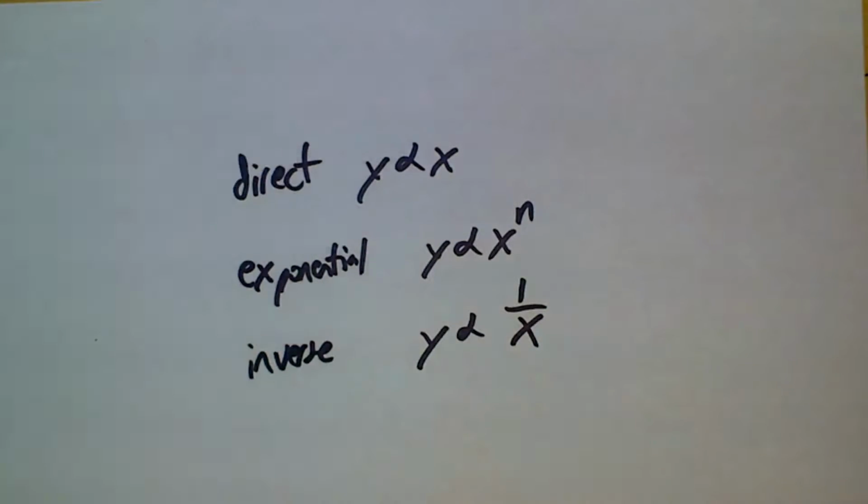Okay? These three kinds of relationships show up over and over and over in scientific laws, and you're going to see them a lot this year in the lab in your data. So it's important that you guys can look at an equation and tell me what kind of relationship there is.